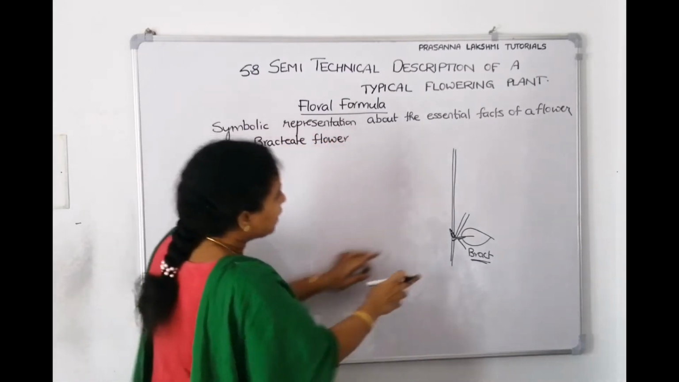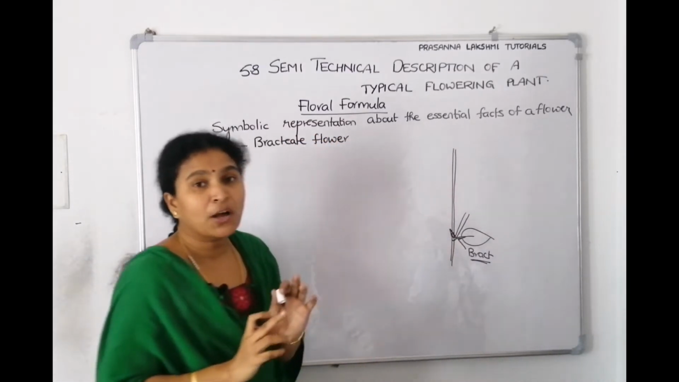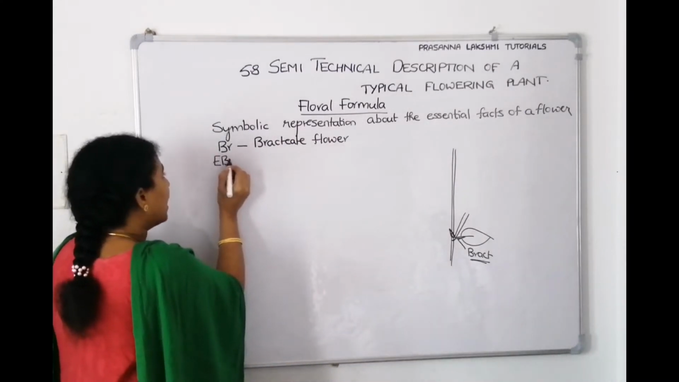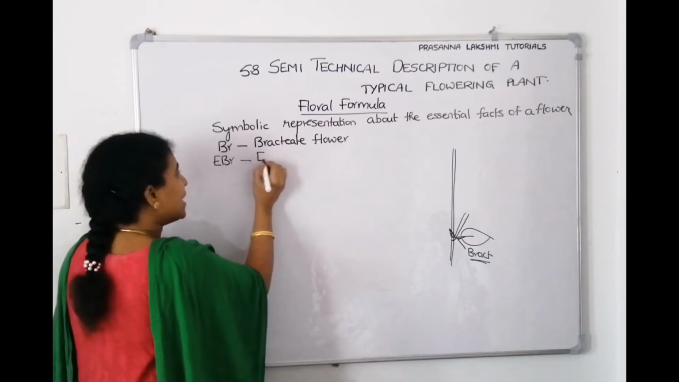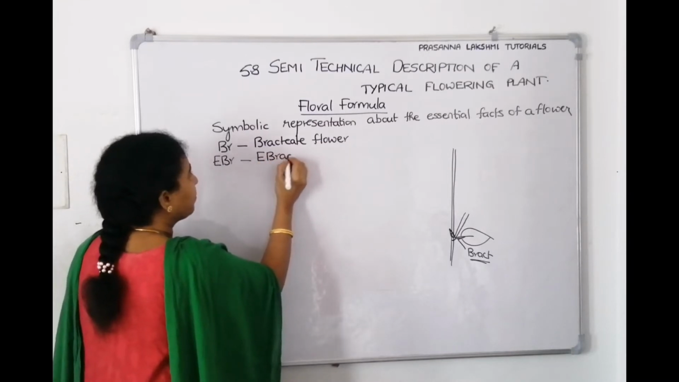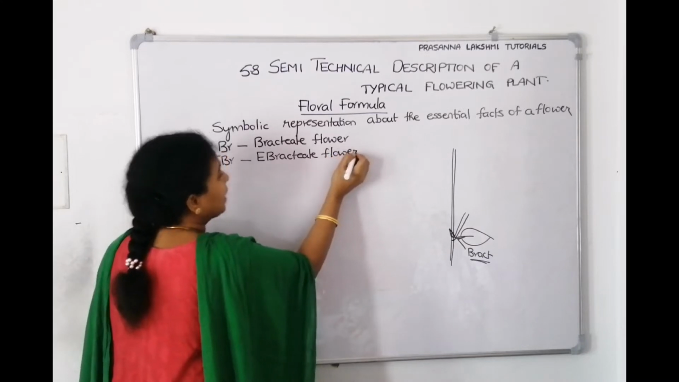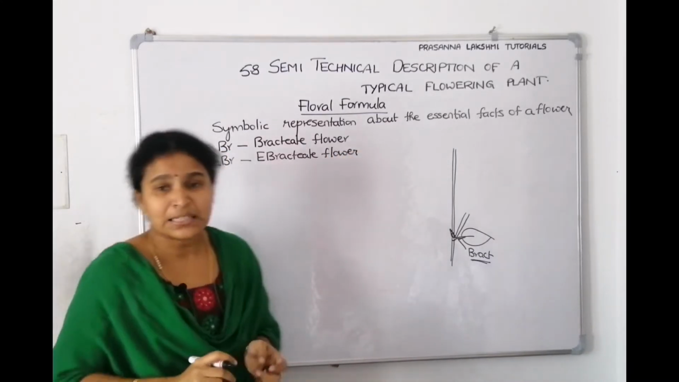Now suppose if the bracts are absent, then we call it an ebracteate flower. Then the symbol is EBR. EBR means it is ebracteate. Ebracteate flower means bract is absent.